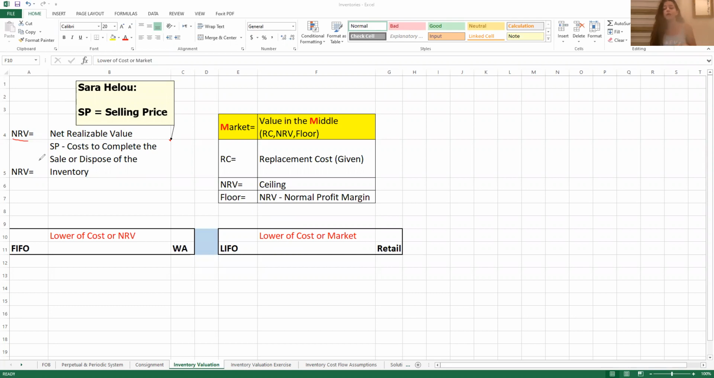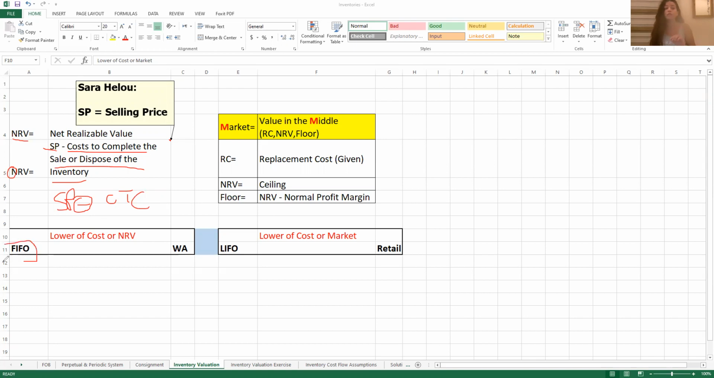If the net realizable value is not given to you on the day of the exam, you can simply calculate it by subtracting the cost to complete the sale or disposal of the inventory from the selling price. Whenever you see net in accounting, that means there's a minus figure. When I say net accounts receivable, that's the AR minus the allowance. Net realizable value is the selling price minus the cost to complete the sale or the disposal of the inventory.